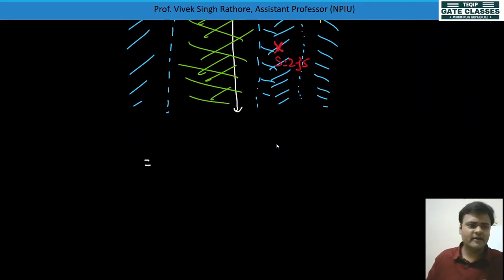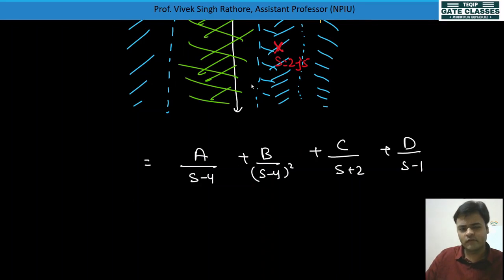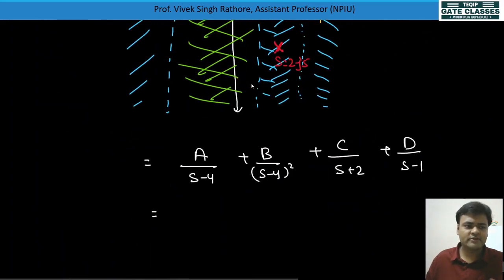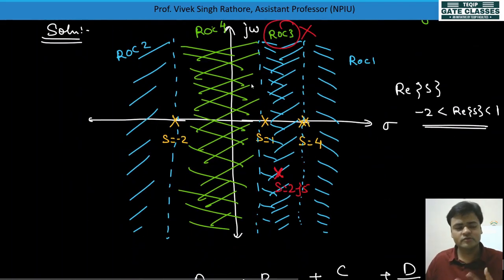See, many expressions are there. Looking at the partial fractions, we'll get A by s minus 4, then B by s minus 4 square, because a square term is there, so a double pole, and then C by s plus 2, and plus D by s minus 1. Fine. Whatever the partial fraction may be, it is not the matter of concern. The matter of concern is that A may be whatever value, it will be e to the power minus 4t, and it will be u of t or minus u of minus t.